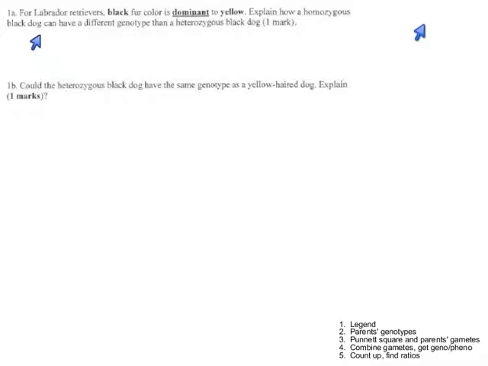And the first thing we notice is they've got a new trait for us here. We've been talking about human eye color, and then we talked about pea plants with round or wrinkled peas, and now we're talking about dog fur. And they tell us right off the bat that black fur color is dominant over yellow. So that's enough for us to get our legend started.